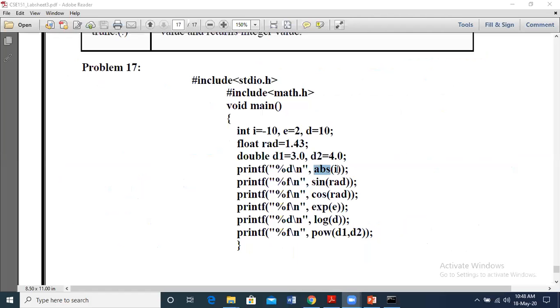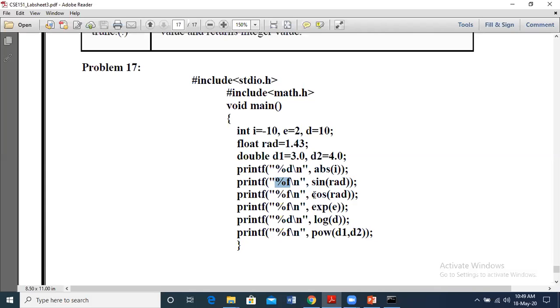So we give ABS of I. In this example, we have taken I value as minus 10. So what is the expected output here? 10, right? It has to remove that negative symbol and convert it to positive. So ABS of I will return 10. That 10 we will print here. Okay. Next is sine. Sine of radians. Radians we have taken as 1.43. So sine of 1.43 will be calculated and it will return that, and it will print. Because it is decimal, we will take percentage F.